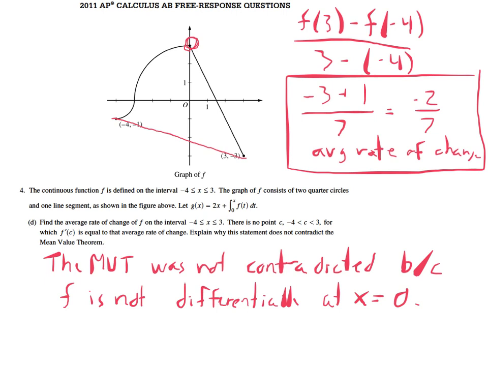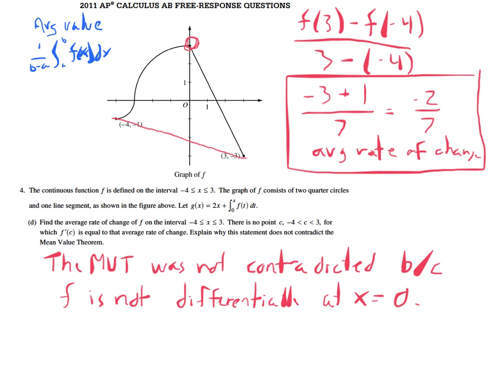I'll say one more thing. Just be very careful. They love to ask this question about the average rate of change, and people get it confused with the average value, which means you have to do, let's just write it down, average value. This is kind of just on the side here. It's 1 over b minus a times the integral from a to b of f of x dx. That's different than average rate of change.